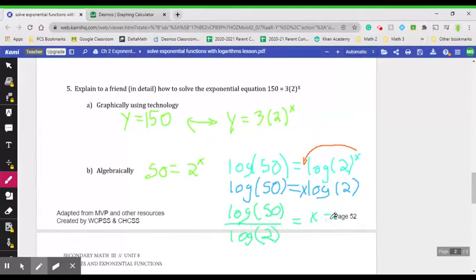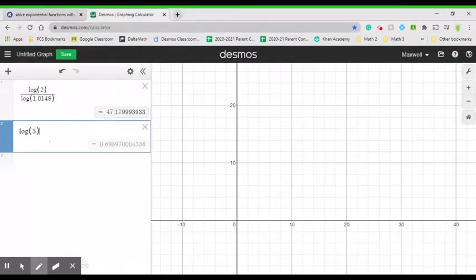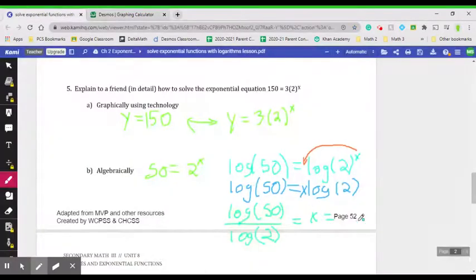And depending on the test you were doing, they could have the problem set up as which of these would represent the answer. So it's important to be able to do this algebraically and know that log of 50 divided by log of 2 would be your answer. And we can go to Desmos to find the log of 50 divided by log of 2 is about 5.64 for our answer. So we've seen graphically and algebraically, both are legitimate ways to approach the problem.